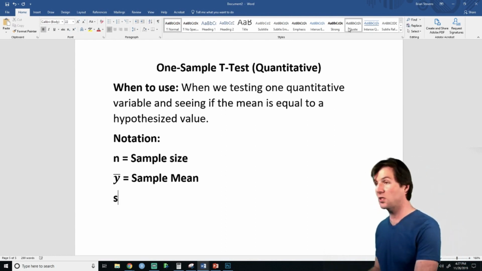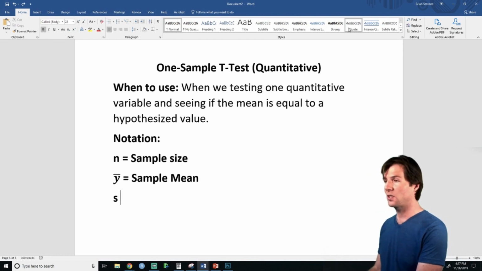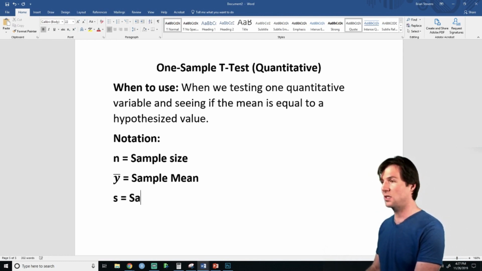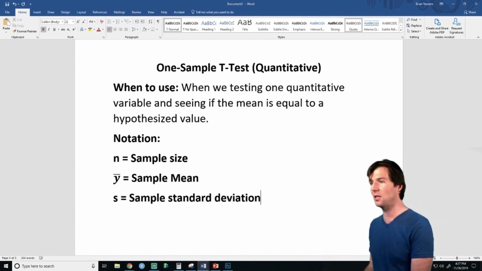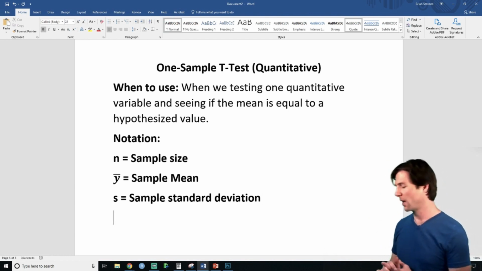Now we also need another sample thing. If we have a mean, we have a standard deviation. So this is sample standard deviation. Hey everybody, sample standard deviation. We have that right there.